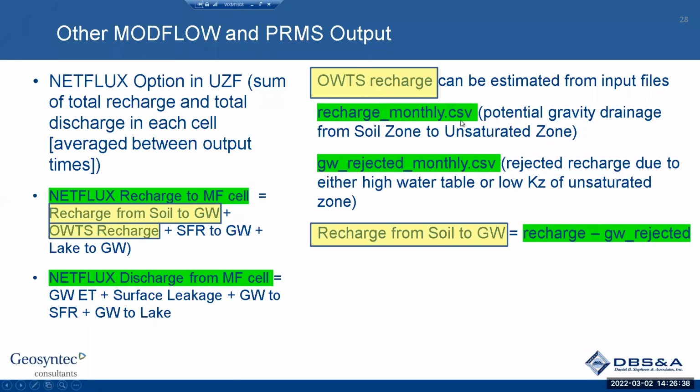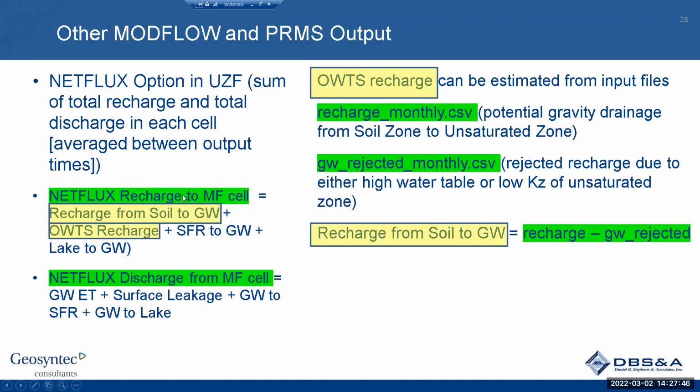So the recharge monthly.csv is basically the recharge in each cell that has happened over a certain period. But that's a potential recharge, not the actual recharge. So that's the potential flow from the soil to the unsaturated zone. Some of this potential flow is going to be rejected, either because the water table is high and cannot accept any more water, or the unsaturated zone has a low vertical hydraulic conductivity, lower than the infiltration rate. And that rejected volume is reported in that file, the groundwater rejected. So if we subtract the groundwater rejected from the recharge monthly, we end up with the actual recharge from soil to groundwater. And that's another component that's listed in the net flux option on UZF.